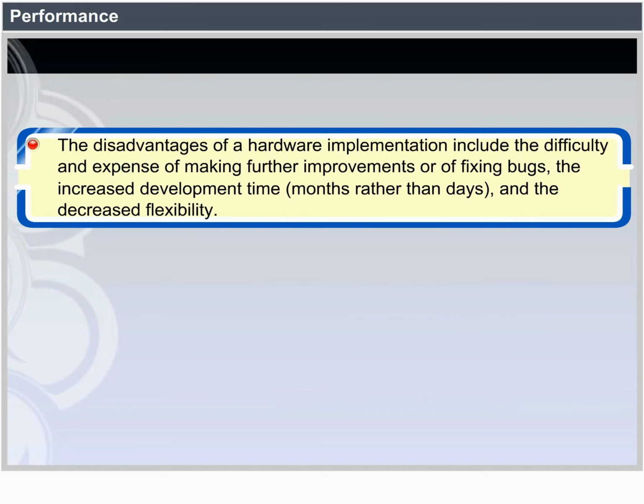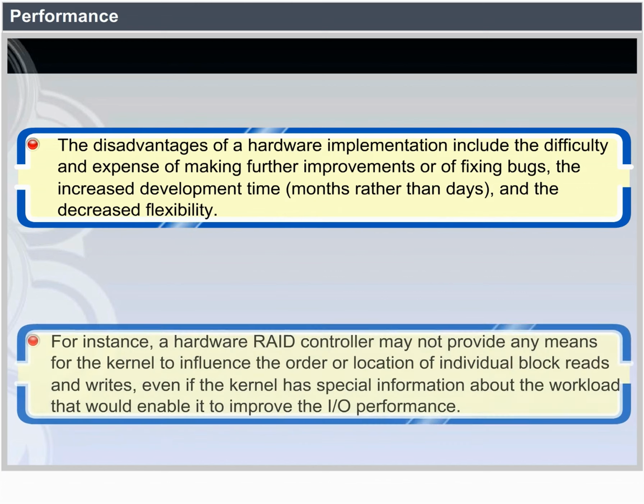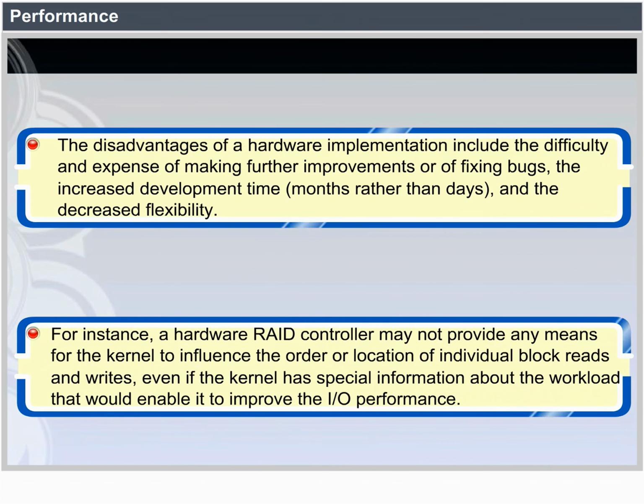For instance, a hardware RAID controller may not provide any means for the kernel to influence the order or location of individual block reads and writes, even if the kernel has special information about the workload that would enable it to improve the input-output performance.